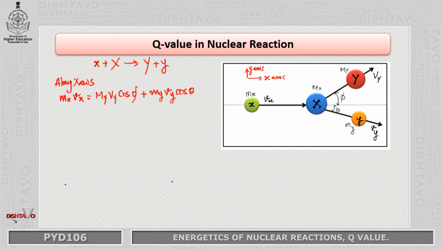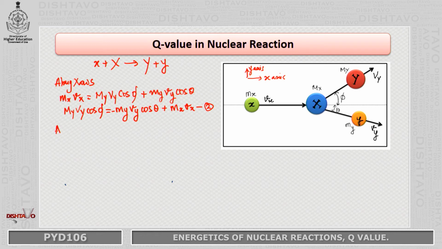Now this equation we can rearrange to be My Vy cos phi is equal to my vy cos theta minus mx vx. Here it should be minus, and here it should be plus mx vx. Okay, let us name this as equation 2.